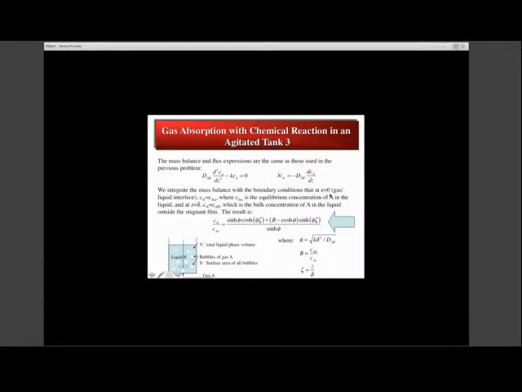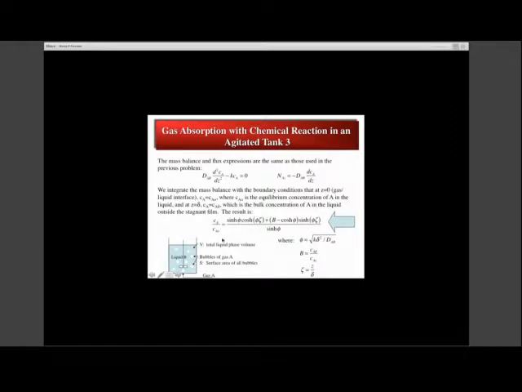At Z equals 0 at the gas-liquid interface, Ca is equal to Ca0. And at the edge of the boundary layer surrounding this bubble, the concentration of A now is specified to be this bulk concentration of A outside the boundary layer. So we don't have a flux boundary condition for this second boundary condition. And so the solution to the differential equation looks a little bit different.